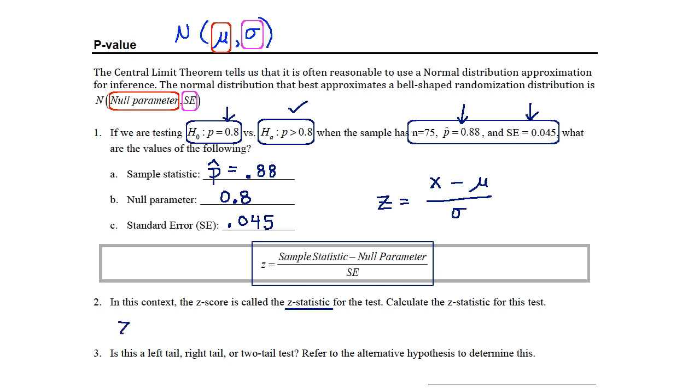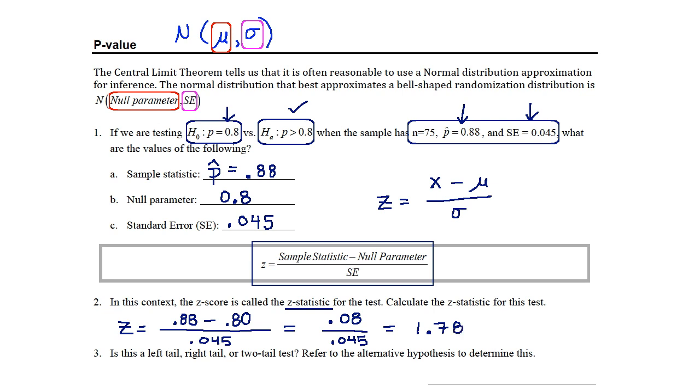Therefore, our z-statistic is, the sample statistic is 0.88, the null parameter is 0.8, and the standard error is 0.045. So this is the expression we're going to put into a calculator, or I can do a little bit of it first. This is like 0.88 minus 0.80, so that numerator comes out to be 0.08 divided by 0.045, getting us 1.7 repeating, which I will round off to 1.78.